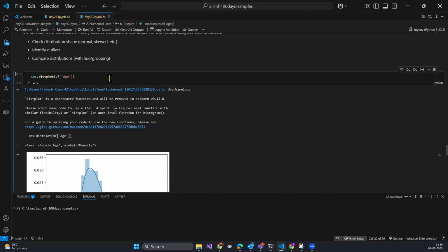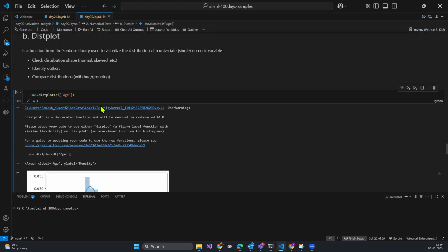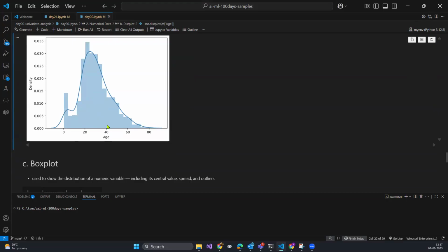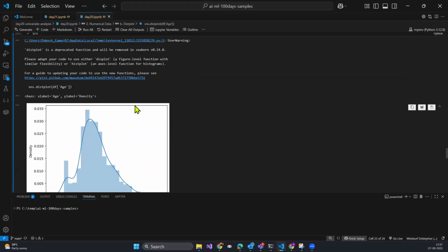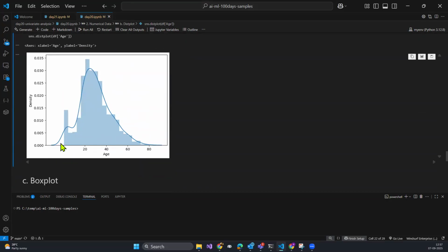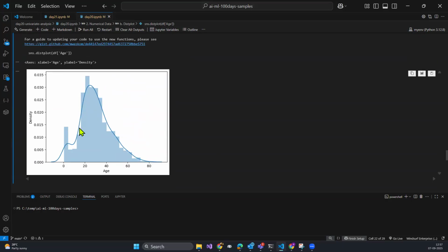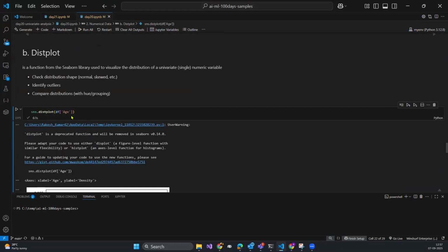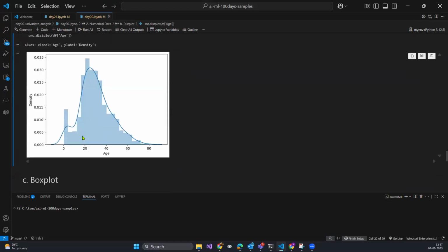This plot is about to be deprecated. We are having different libraries, so that's why it is displaying a warning. But here you can see, you will be able to see that, okay, this was the age distribution, and this is how the age groups of the population are getting distributed.